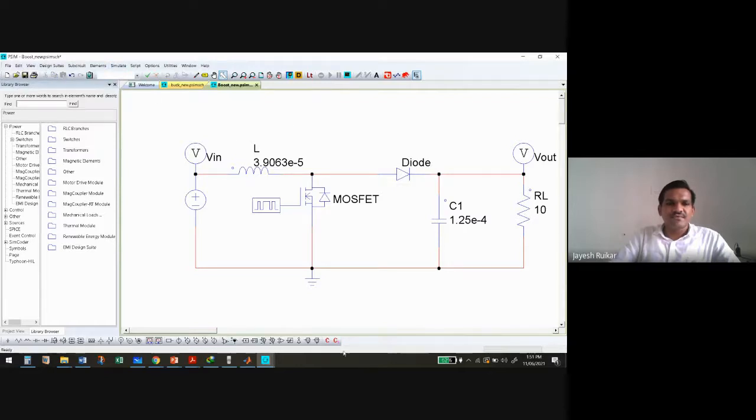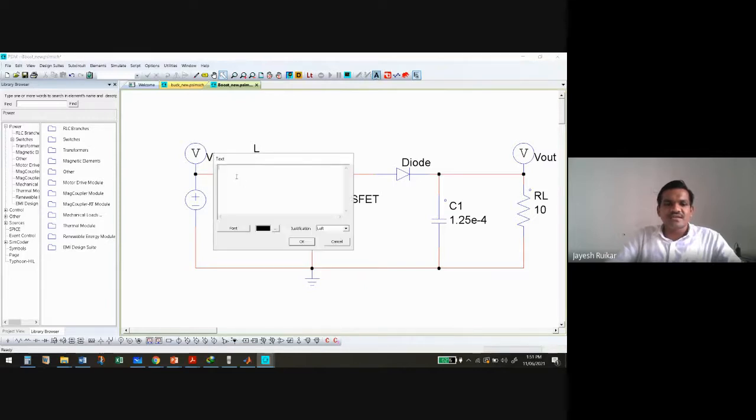We'll give a name to this. How to give a name? Here it is: boost converter, step up in brackets. One more thing, we need to add the simulate control block.